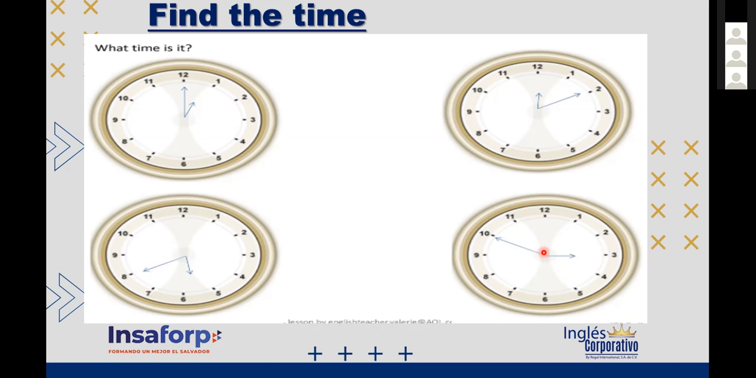All right. Okay. All right. So some of you are actually correct, but you're still missing the verb be and the personal pronoun it. Remember that when we're talking about the time, cuando hablamos del tiempo, we are always going to use the personal pronoun it plus the form of the verb be, it is, or the contracted form it's. But the majority of you are actually okay.